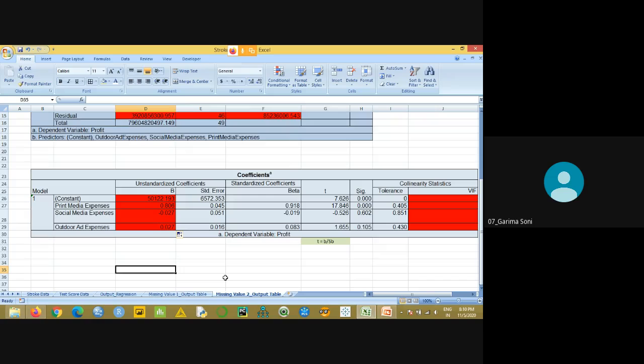So the T column you have taken, 7.626. This is T and this is SB. I know T and SB in my formula. So B means T into SB.